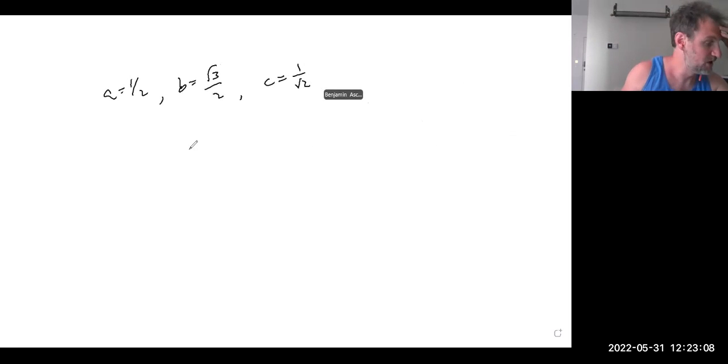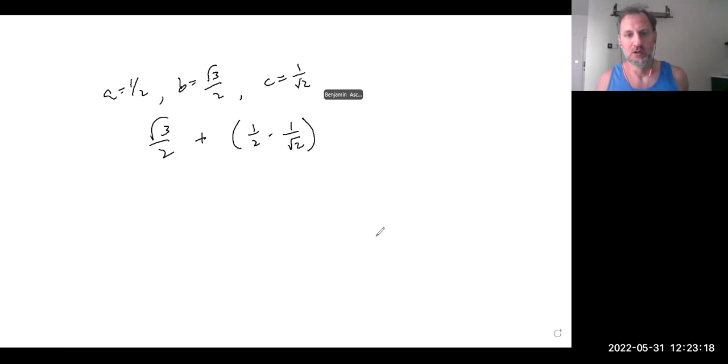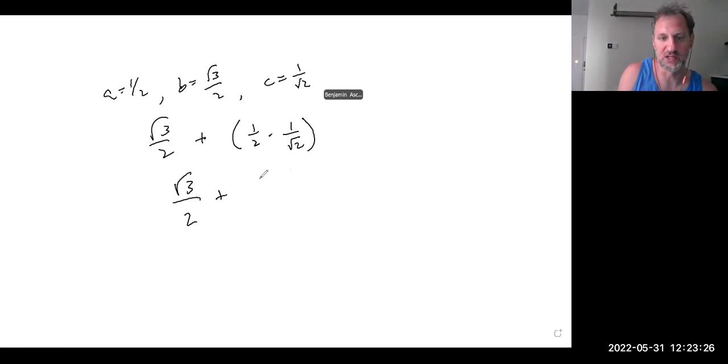Next problem was B, square root of 3 over 2, plus A times C, a half times 1 over the square root of 2. So order of operations here, right? We're going to do what's in the parentheses first. Multiplication, so there's not really a whole lot to do. Square root of 3 over 2 plus 1 over 2 root 2.